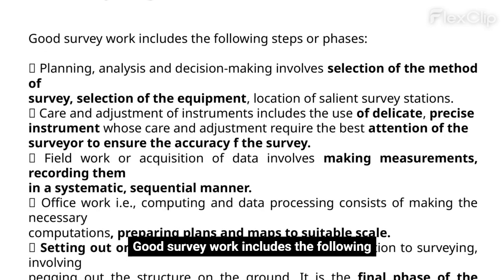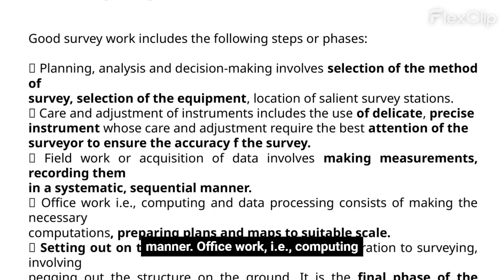Good survey work includes the following steps or phases: Planning, analysis, and decision-making involves selection of the method of survey, selection of the equipment, location of salient survey stations. Care and adjustment of instruments includes the use of delicate, precise instruments whose care and adjustment require the best attention of the surveyor to ensure the accuracy of the survey. Fieldwork or acquisition of data involves making measurements, recording them in a systematic, sequential manner.